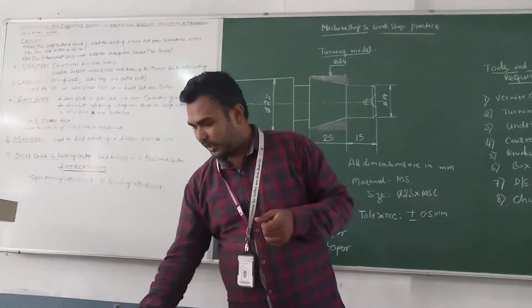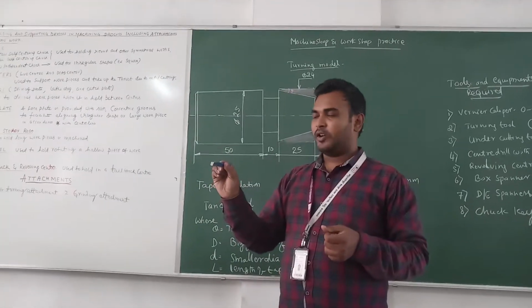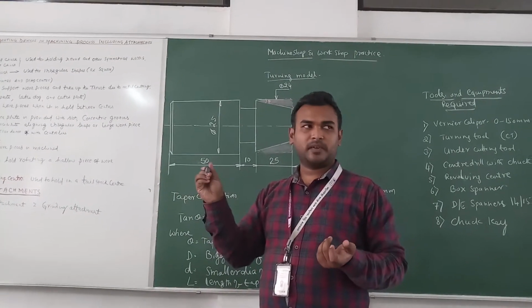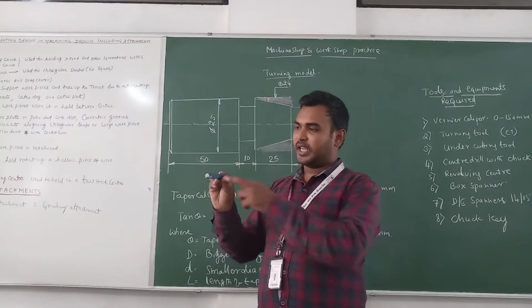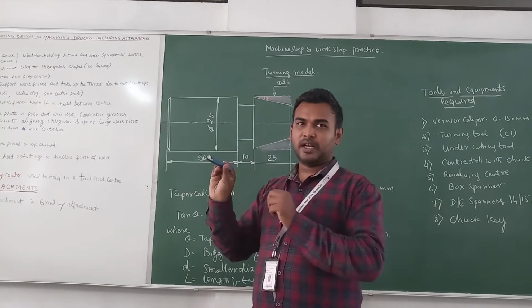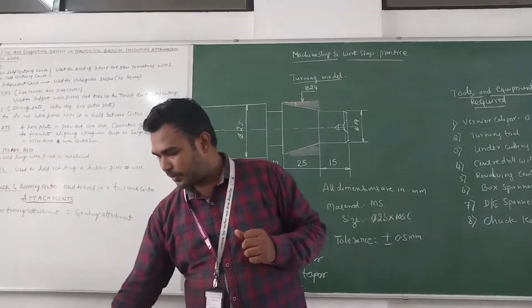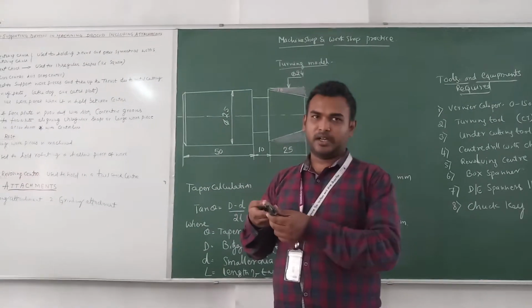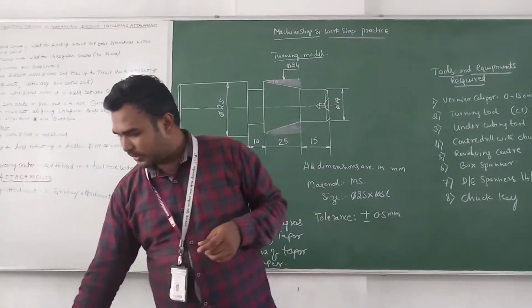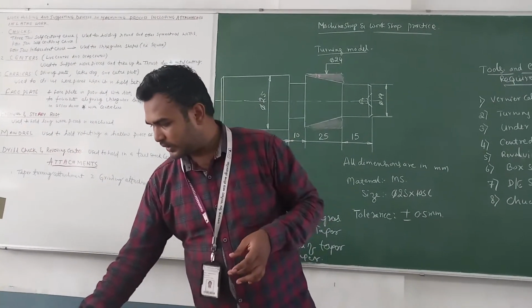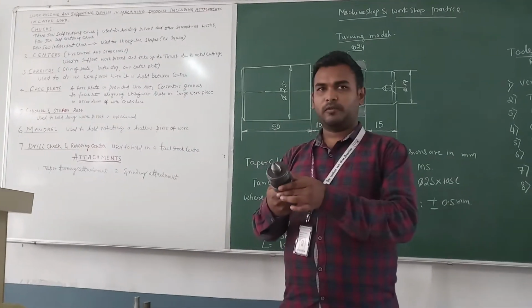Next here we have a cutting tool. We have already purchased this cutting tool. We can call it a carbide tool. It has only a single tip, which we can call a single point cutting tool. Next, this one we can call the undercutting tool. Next, this is a center drill bit, and next this is the revolving center.